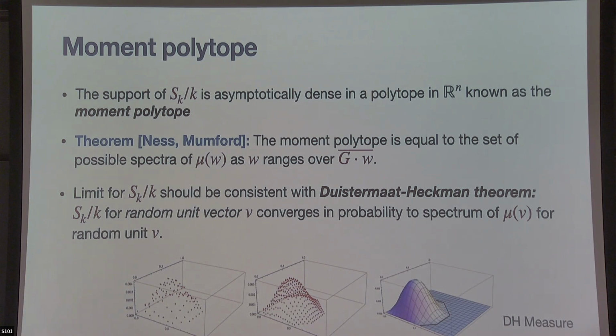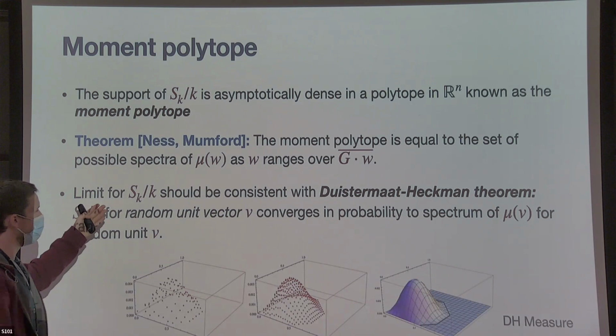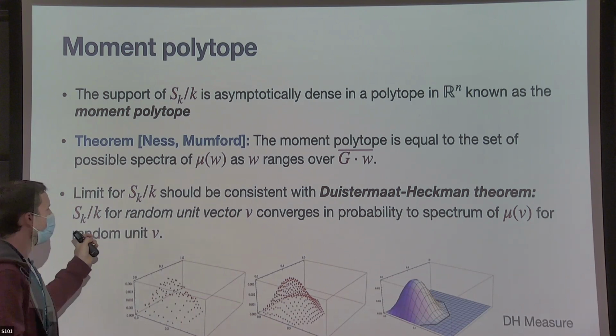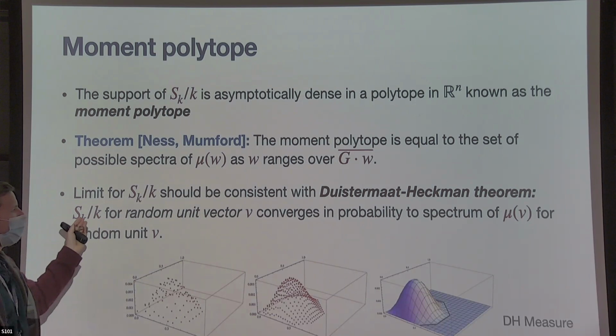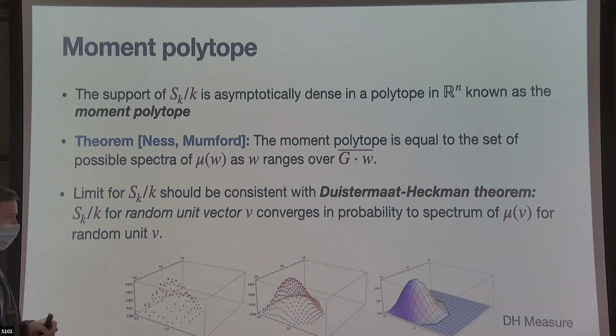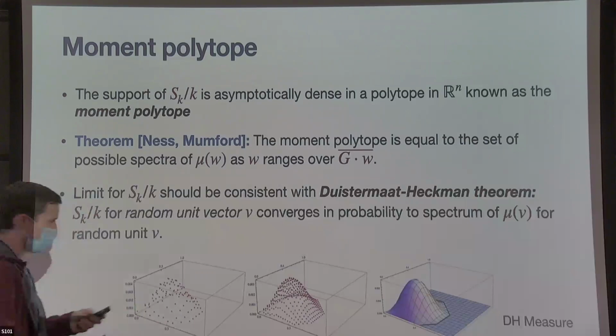And so another sanity check we can make is that whatever limit we find for this S_k over k, it should be consistent with something that's already known, which is the Duistermaat-Heckman theorem. If you take a random unit vector and compute S_k over k, that converges in probability to the spectrum of the moment map of a random unit vector. This measure is called the Duistermaat-Heckman measure, and that's a picture of it there for some example.